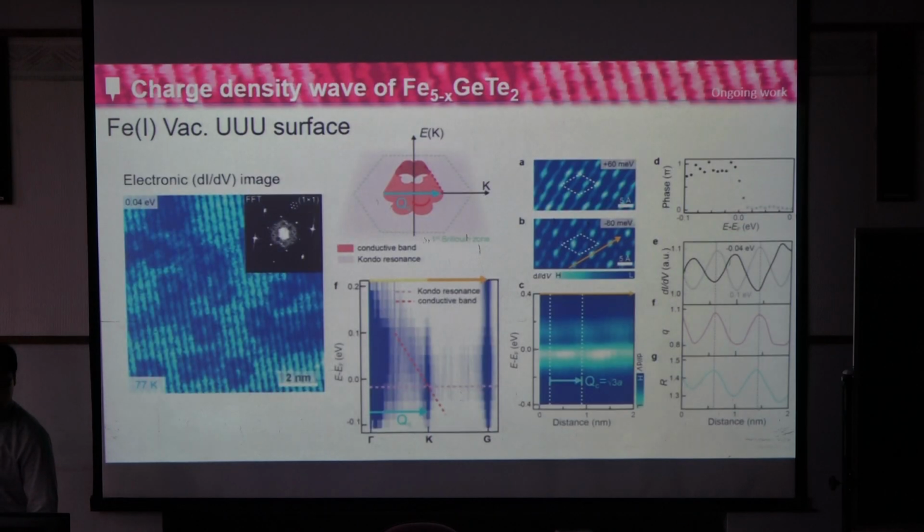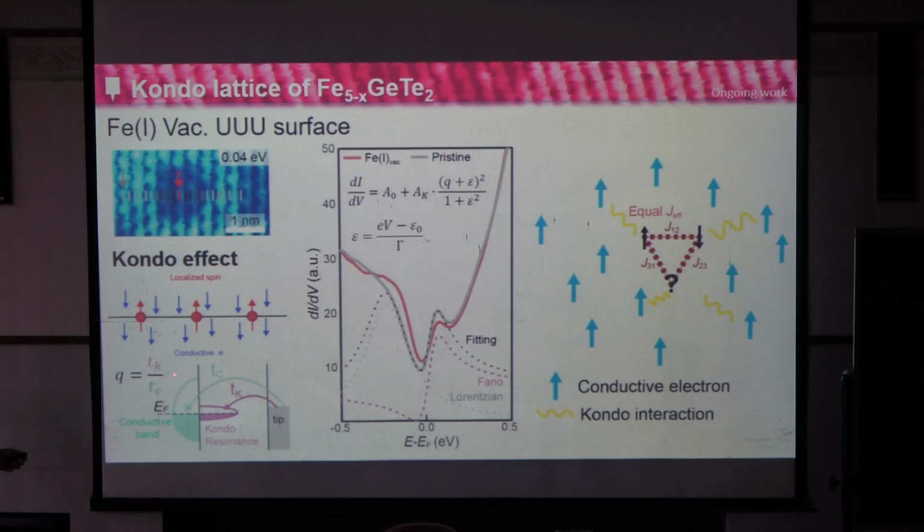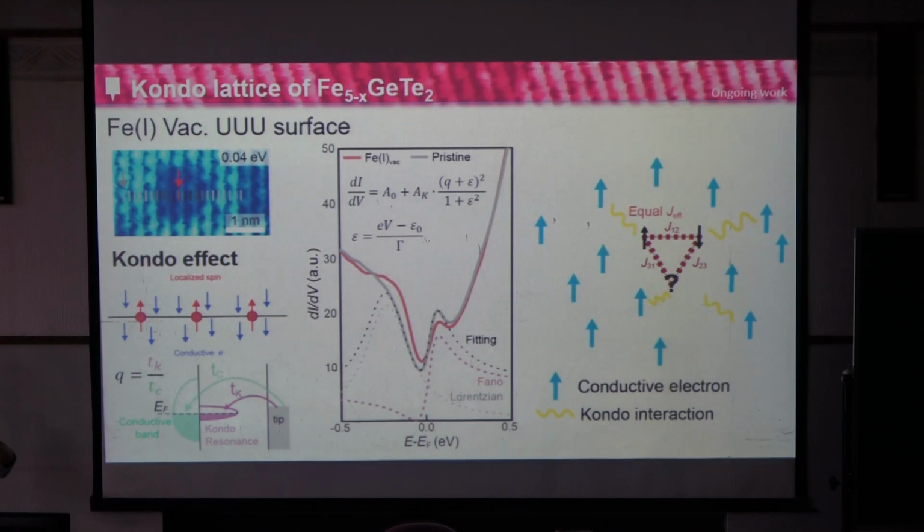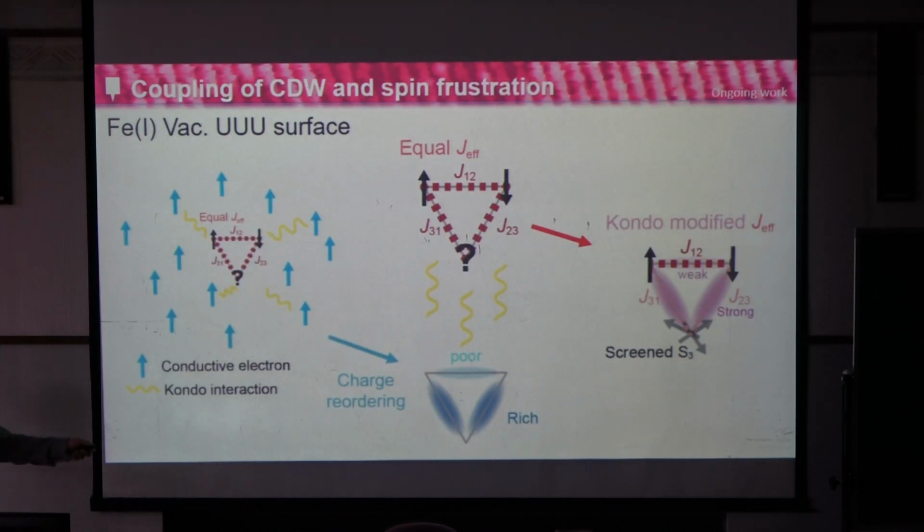Okay. So from here, because of the Kondo effect, you can think of it like a screening effect in the magnetic interaction. If we want weaker interaction between these localized spins, it means you need more charge. So that is why we use this picture.